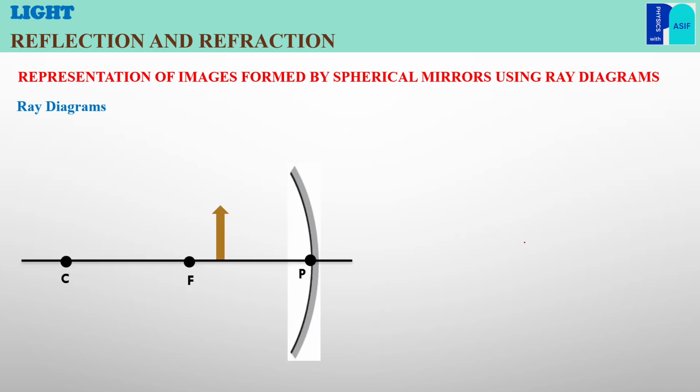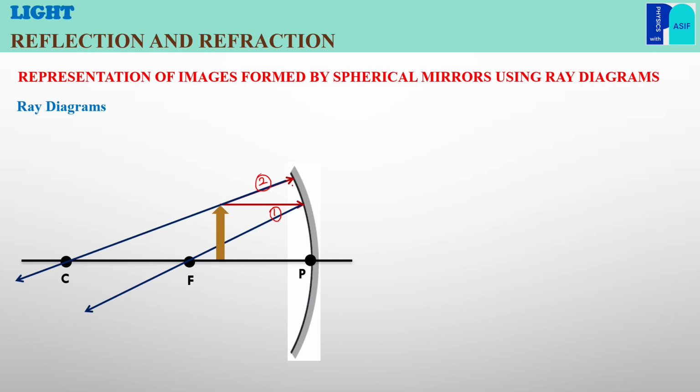And we move the object further and we place it before the principal focus of the concave mirror. And again we take two rays. One is parallel to the principal axis and the second ray appears to come from the center of curvature of the concave mirror. So after reflection, the first ray passes through the principal focus and the second ray passes through the center of curvature.